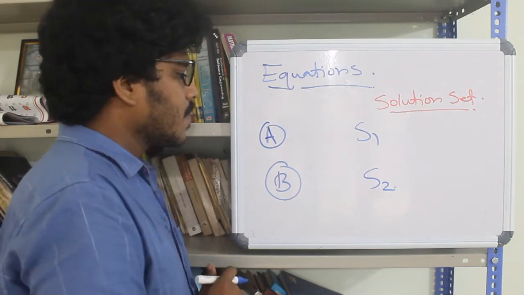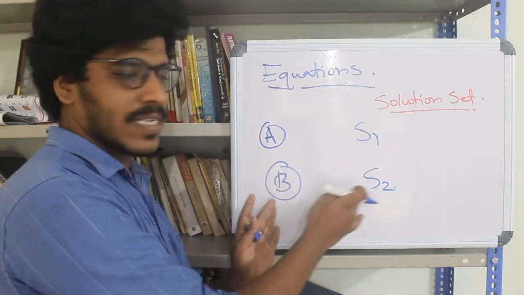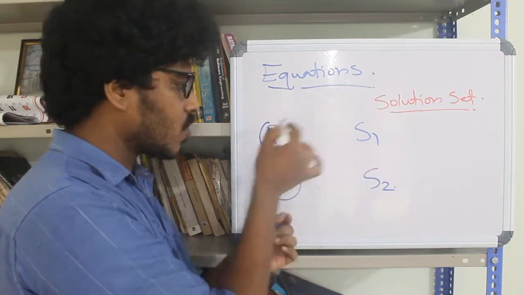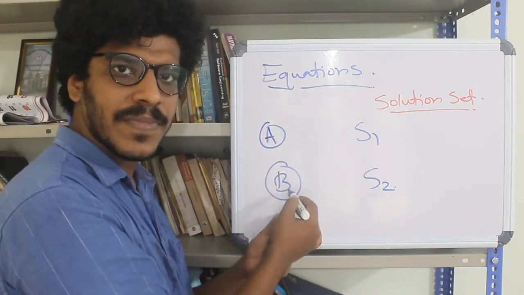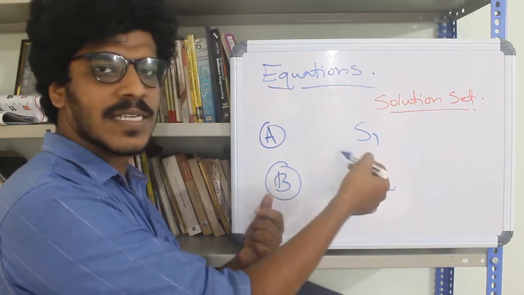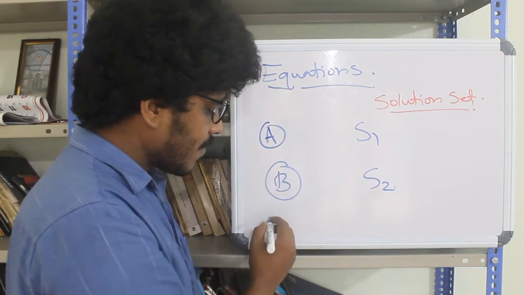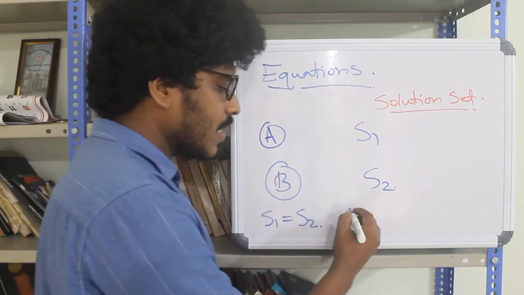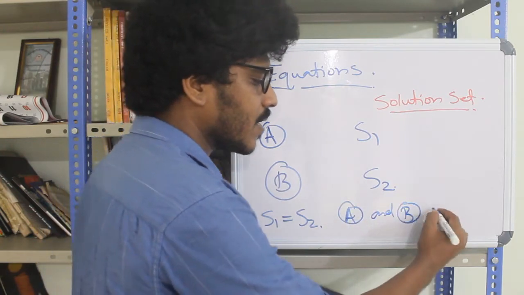So what do we have? We have two equations and their corresponding solution sets. Every element in the set S1 is a solution of A and every element in the set S2 is a solution of B, since S1 and S2 are solution sets of A and B respectively. So if we have S1 equal to S2, we may call the equations A and B equivalent.